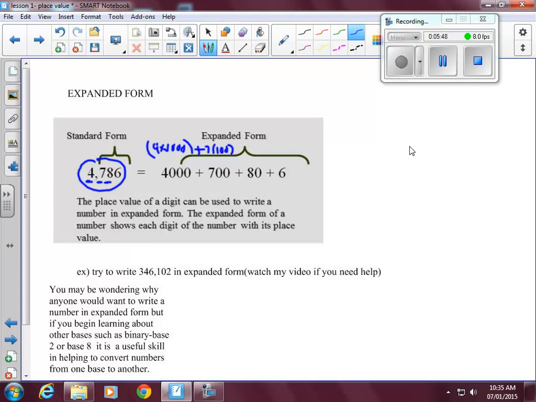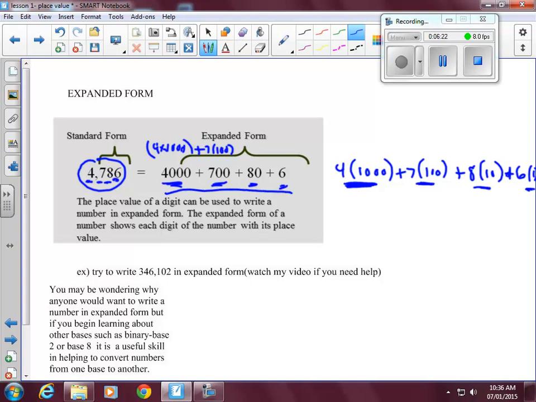Notice the 8 is in the 10 spot, so I'm even going to write that here. I like expanded form like this: 4 times 1,000 plus 7 times 100 plus 8 times, well look, 8's in the 10 spot, plus 6 is in the 1 spot, right? And I'm kind of running out of room there at the edge. But you can see 4 times 1,000 makes 4,000, 7 times 100 makes 700, 8 times 10 makes 80, and 6 times 1 makes 6.